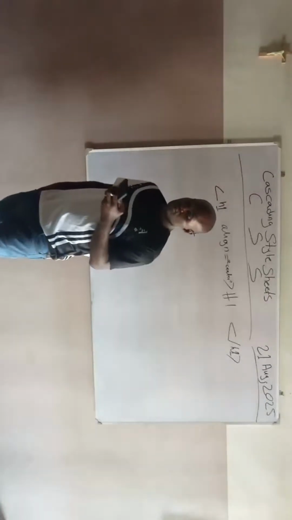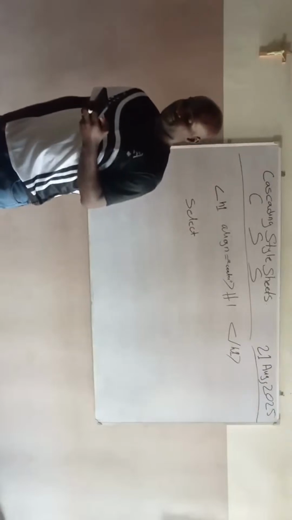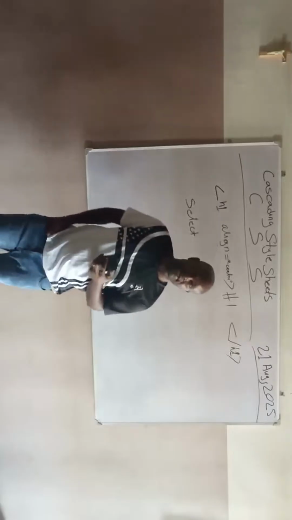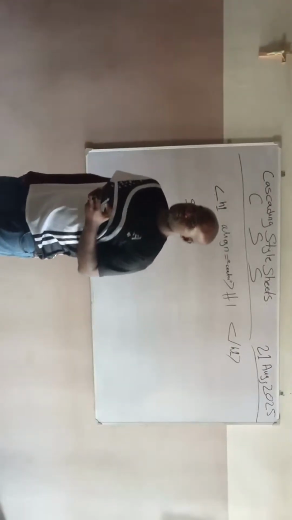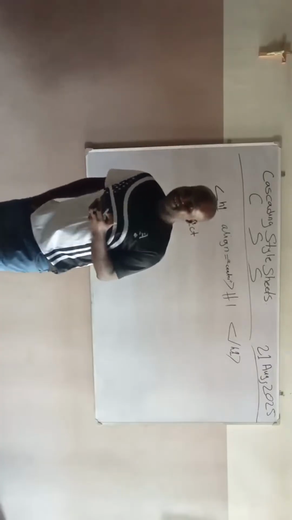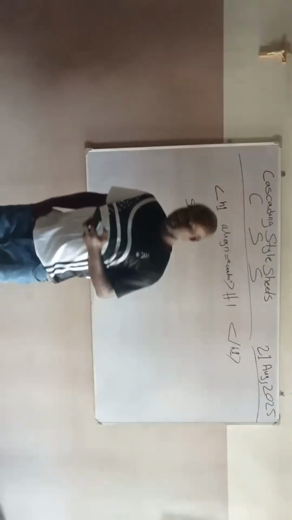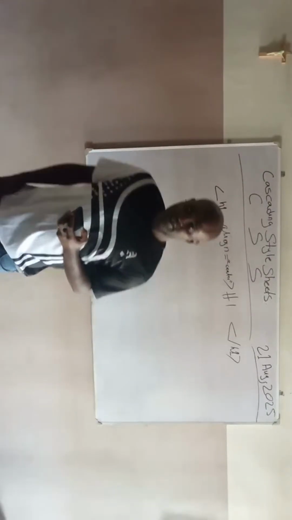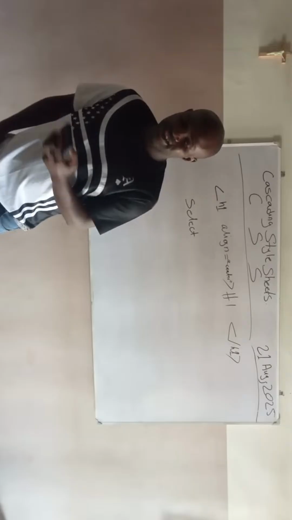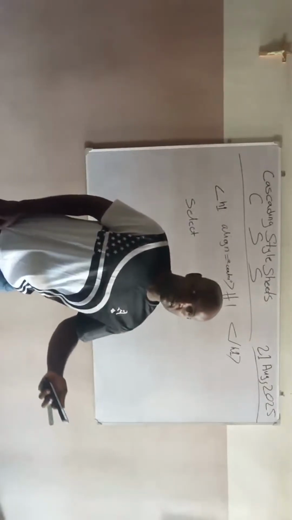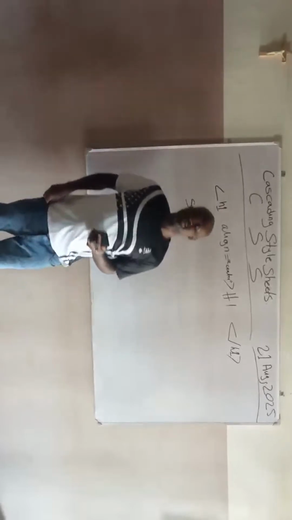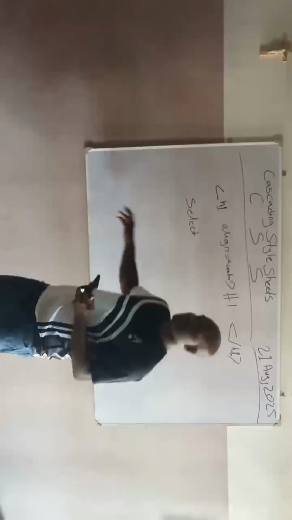A CSS rule consists of... a CSS rule, rules and regulations. A CSS rule, R-U-L-E. A CSS rule consists of a selector and a declaration block. It consists of what? Selector and what? A declaration block. Declaration block.